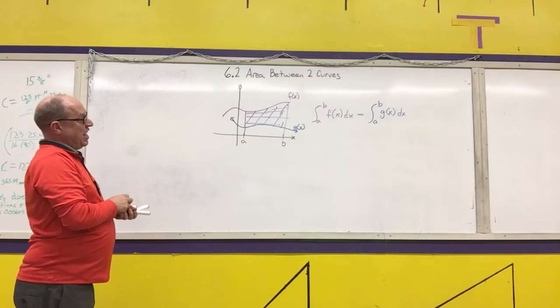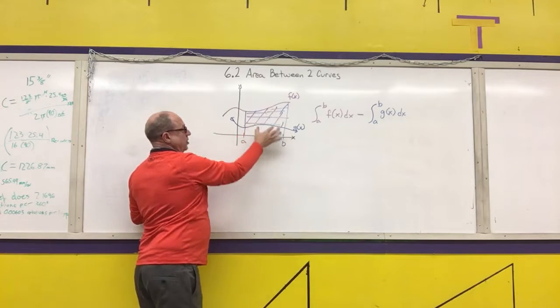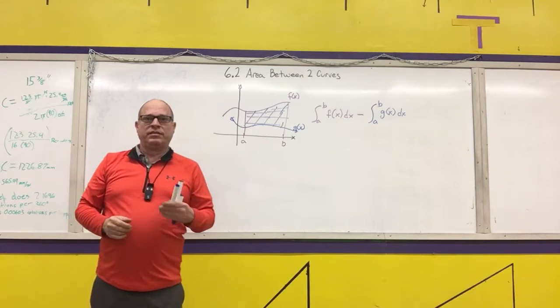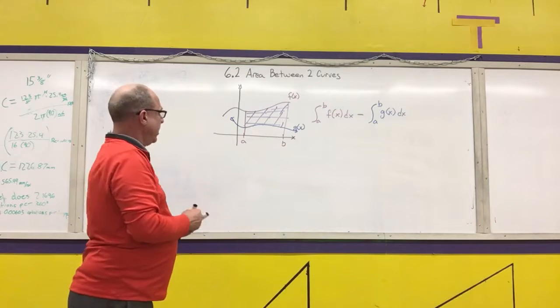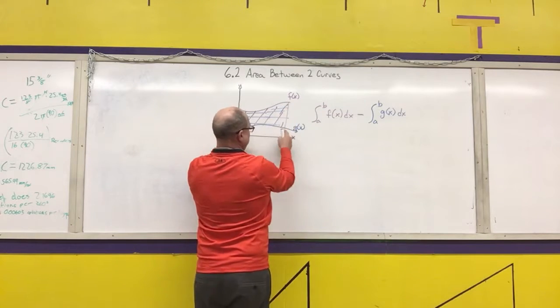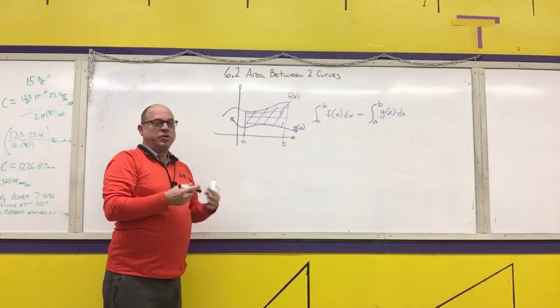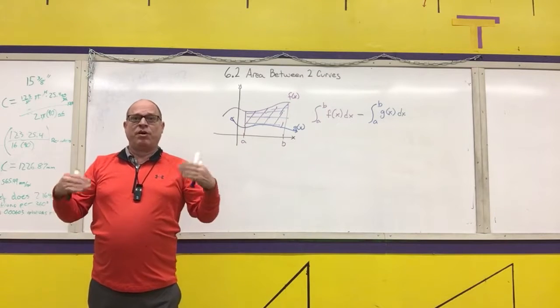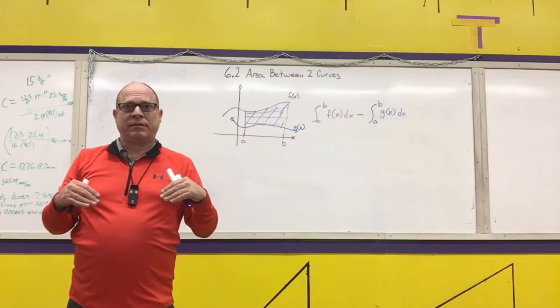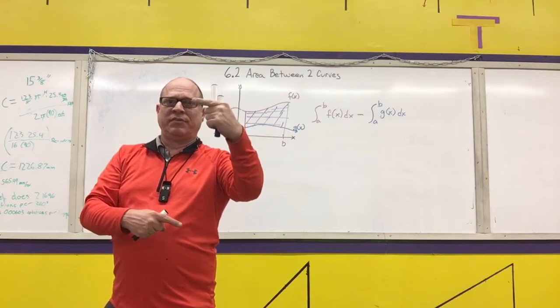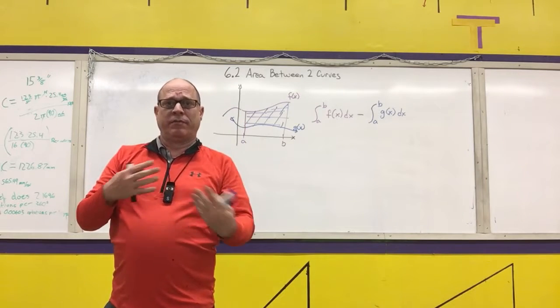Well, one thing we need to look at is here I drew both curves so that both curves are always above the x-axis, and always one curve is above the second curve. So there's two other things we need to consider. What happens if one or both curves falls below the x-axis? And what happens if they change which curve is the top curve and which curve is the bottom curve?